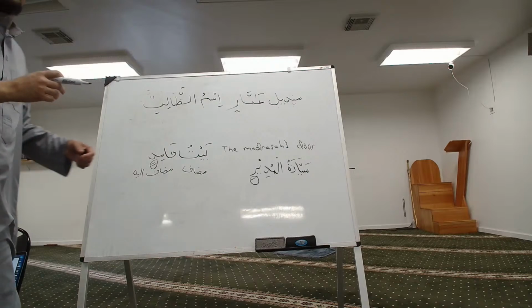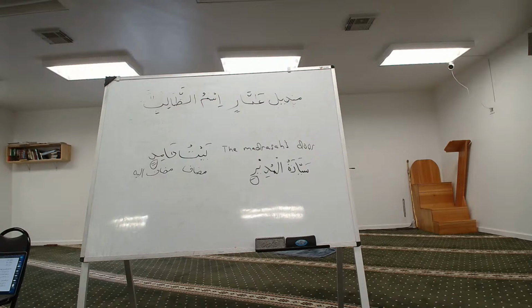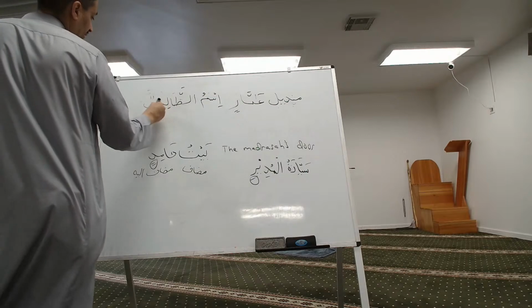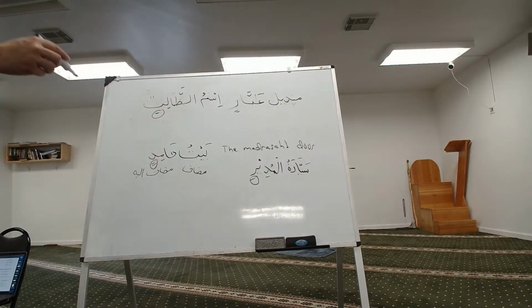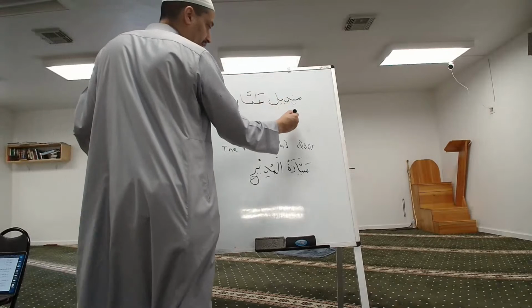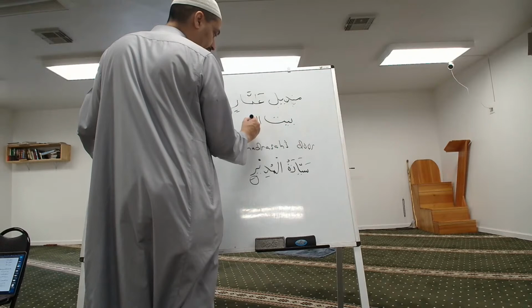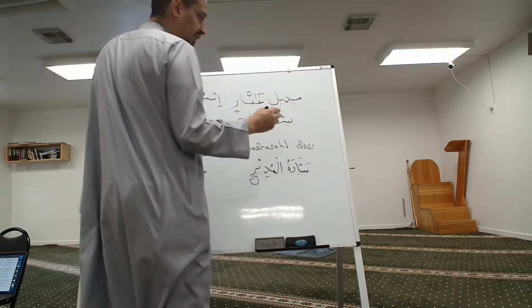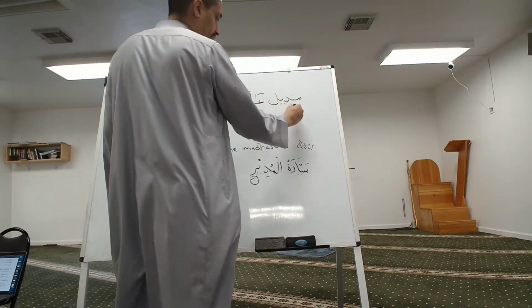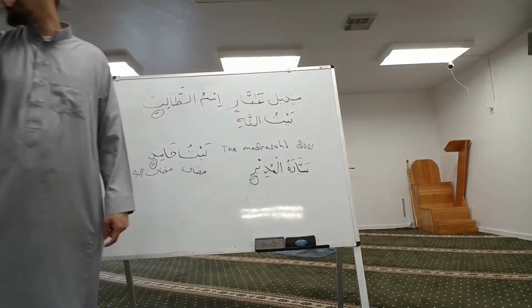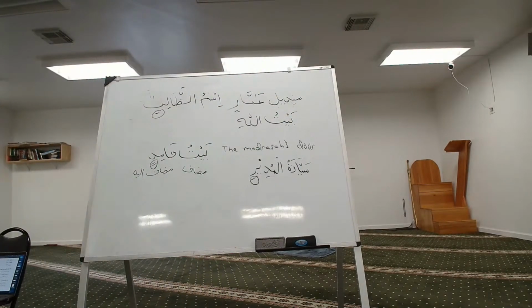So we can create a question from Ismu Talibu. Ismut Talibi. Mudaf, mudaf ilayh. Mudaf ilayh is always going to be in a state of kasra. Next one is easy. Baytullah, Allah's house. Which would be Kaaba. Baytullah, Allah's house.